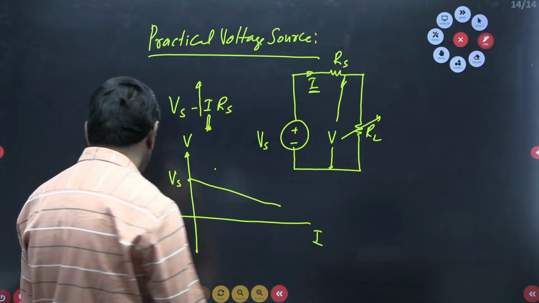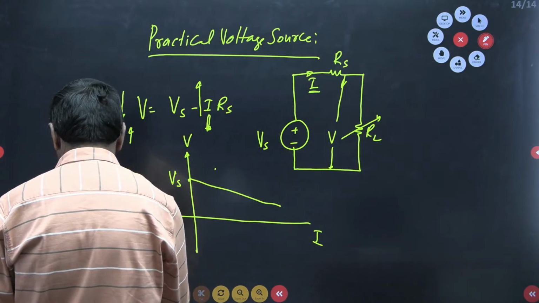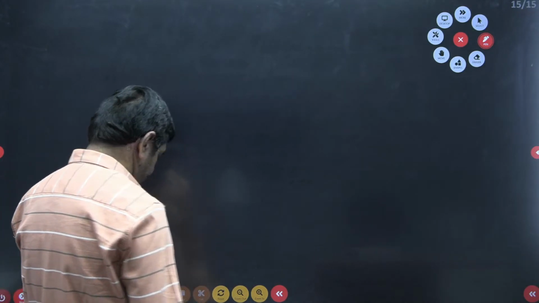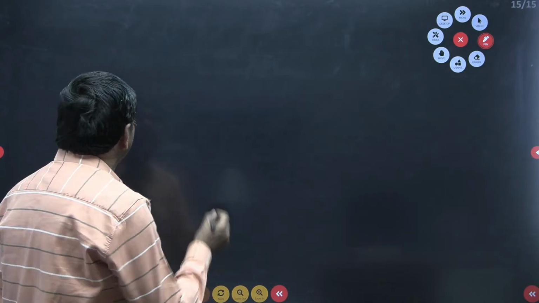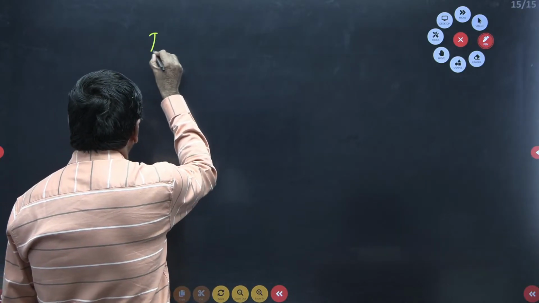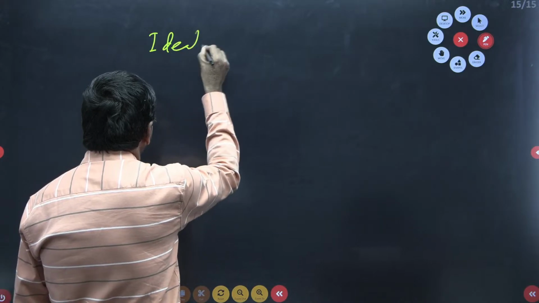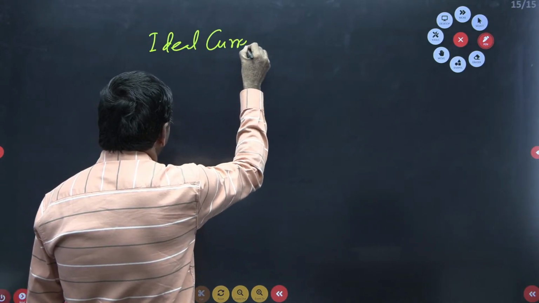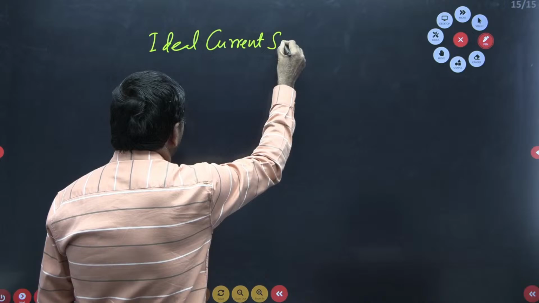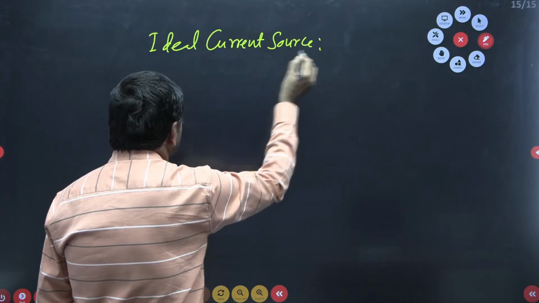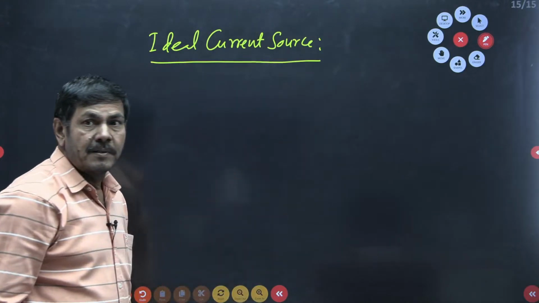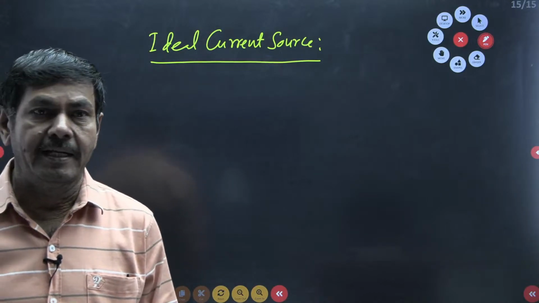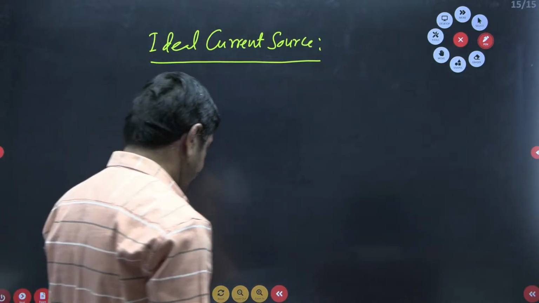I can write it now. Next one: the ideal current source I want to discuss. But how is this diagram to be plotted? How can we draw the ideal current source diagram?